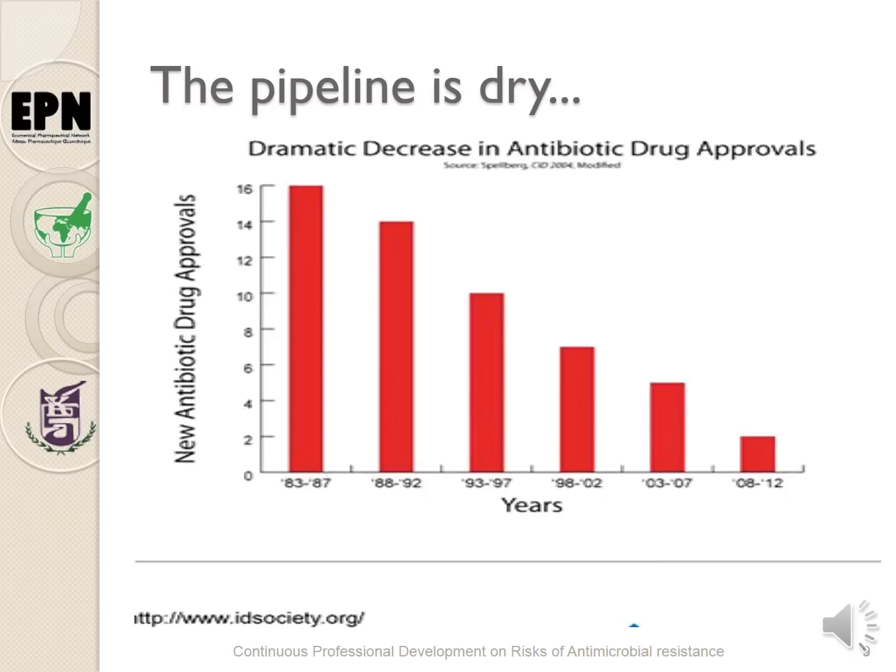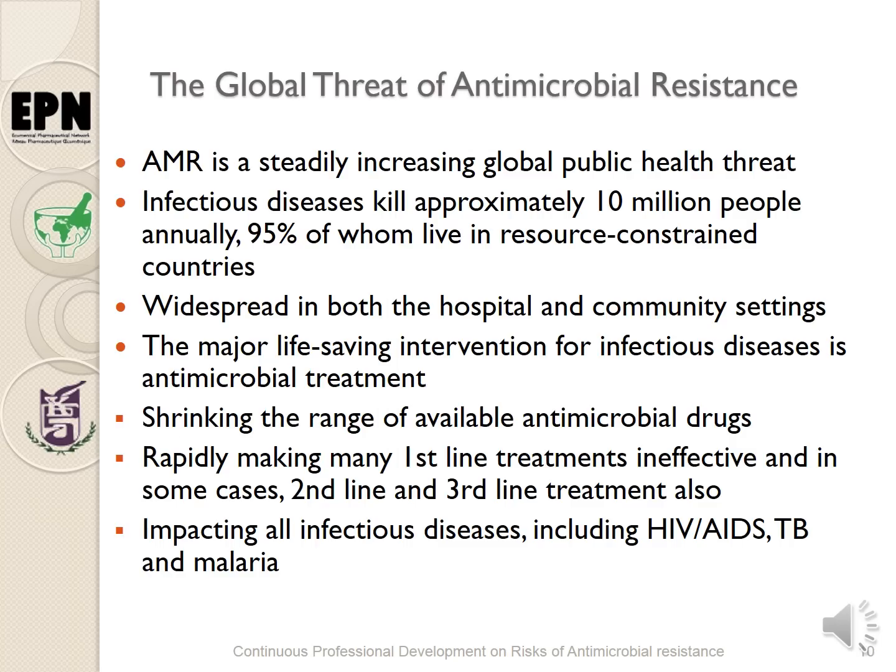One could argue that we only need to develop new antibiotics to combat the emergence of resistance. But what data is showing us is that this is getting harder and harder over time. The antibiotic pipeline is dry. There is a dramatic decrease in antibiotic drug approvals. Looking at the chart from 1983 to 87, we had about 16 new antibiotics being approved in comparison to less than two antibiotics being approved over a period of 4 years between 2008 and 2012.